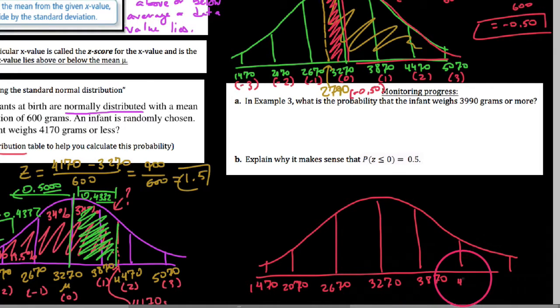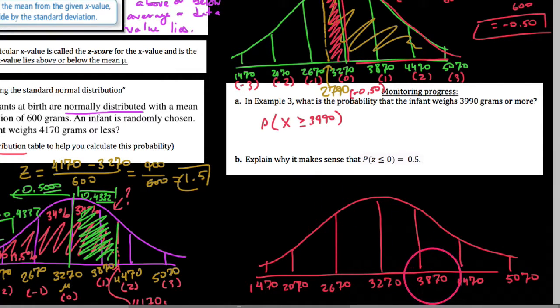Then we have 4470, and over here 5070, and this is all in grams. So when we want to answer this question, what is the probability that an infant weighs 3990 grams or more, we're going to say that our infant's weight, x, is greater than or equal to 3990. Now that we've got these on here, let's shade the portion we want to find.